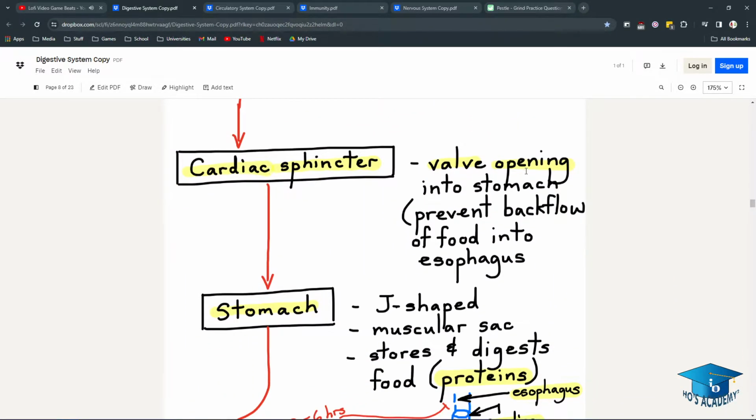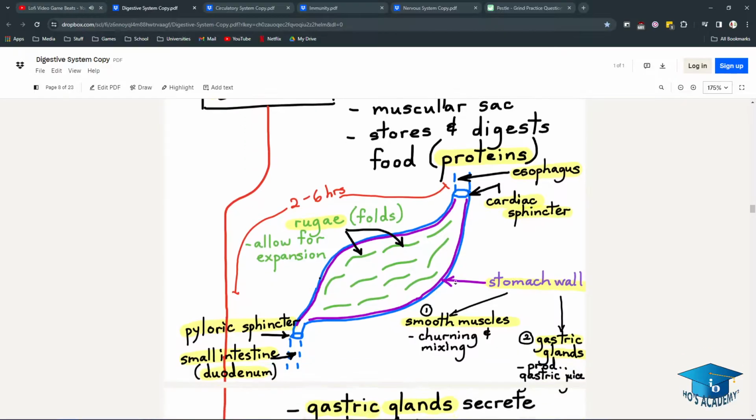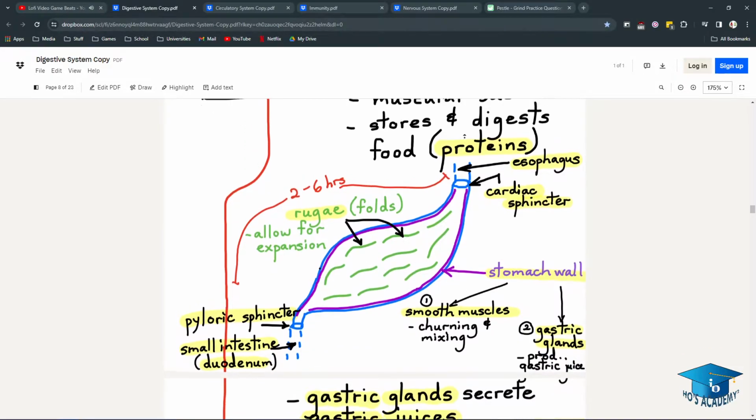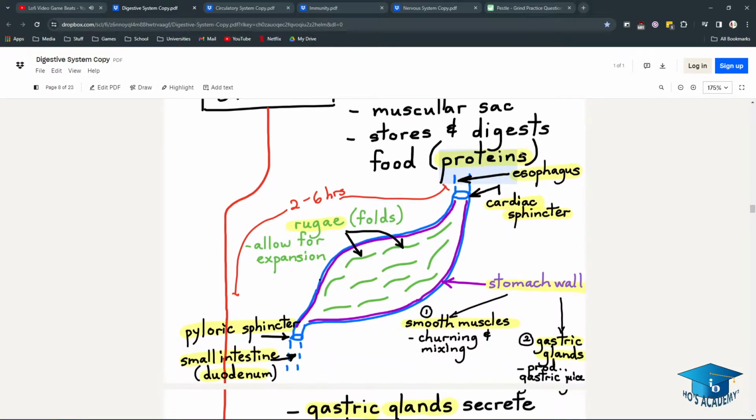Then is the cardiac sphincter, which is a valve opening into the stomach, and it prevents the acid from your stomach and such flowing back up into the esophagus, because that'd be pretty disastrous. Your stomach is J-shaped. I don't see it, but our teacher says it. It's a muscular sac that stores and digests food, especially proteins.